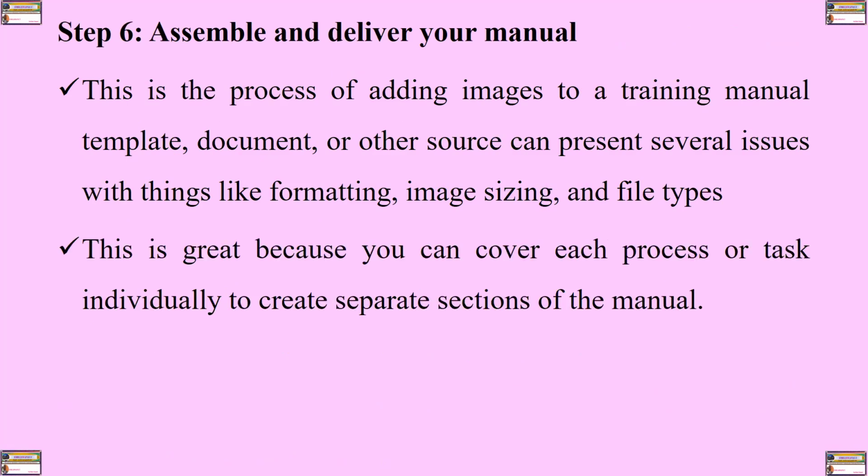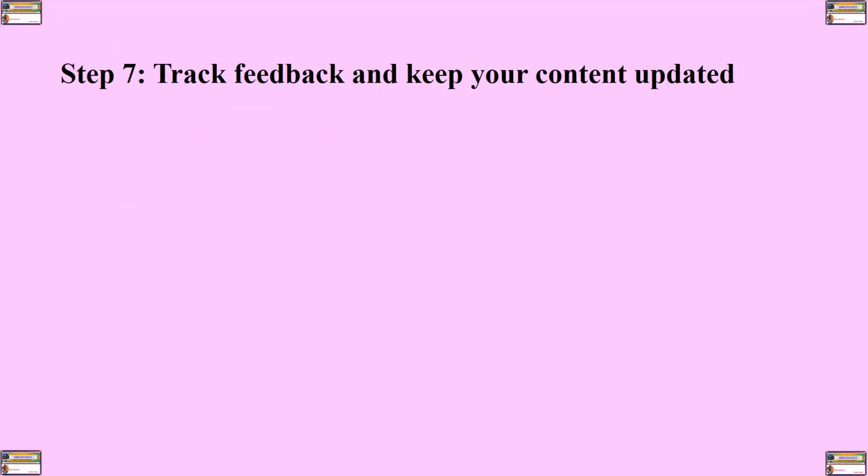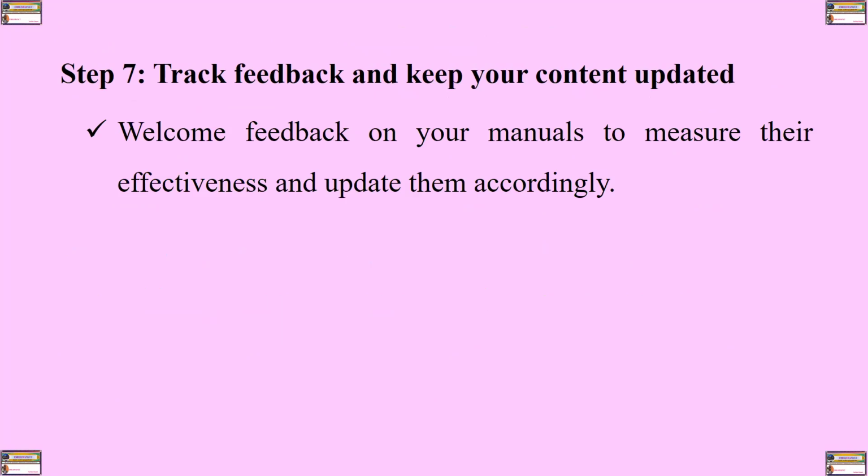This is great because you can cover each process or task individually to create separate sections of the manual. Then you can save each one as PDF or an image for sharing and compile them into a complete guide. Step number 7 is to track feedback and keep your content updated.